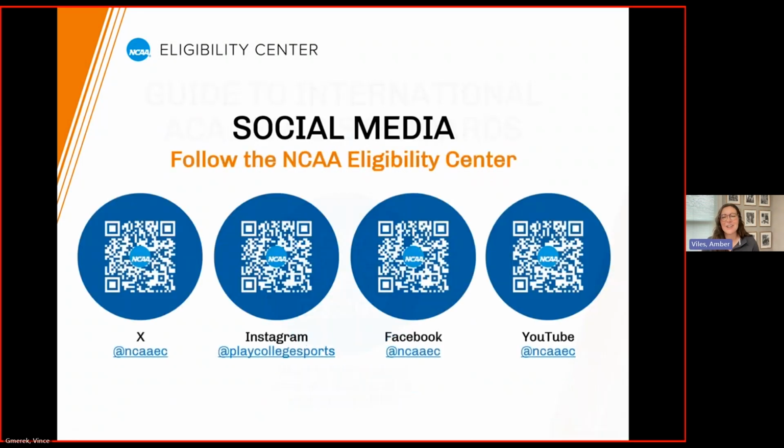On this next slide, you're going to see more QR codes, and we'll put these in the chat as well. But these go to our social media channels. The one I like to highlight here is our YouTube channel. So if you are confused about which account type you need or how to request final amateurism certification or any question that we've gone over today, you can use our resources. These are all quick videos, about 2 or 3 minutes, that will help walk you through the process.